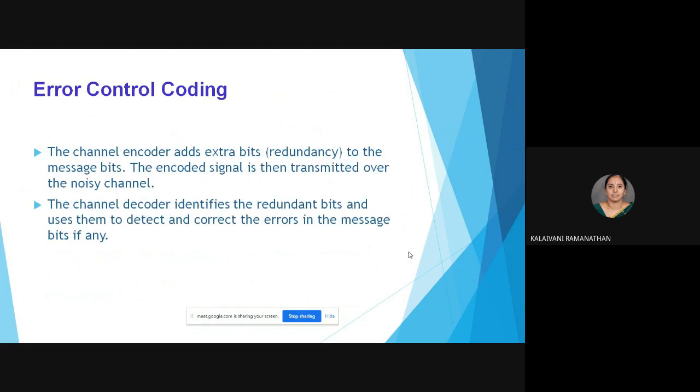The channel encoder adds extra bits, that is redundancy, to the message bits. The encoded signal is then transmitted over the noisy channel. The channel decoder identifies the redundant bits and uses them to detect and correct the errors in the message bits. Thus, the channel encoder is used at the transmitter side, and the channel decoder is used at the receiver side.